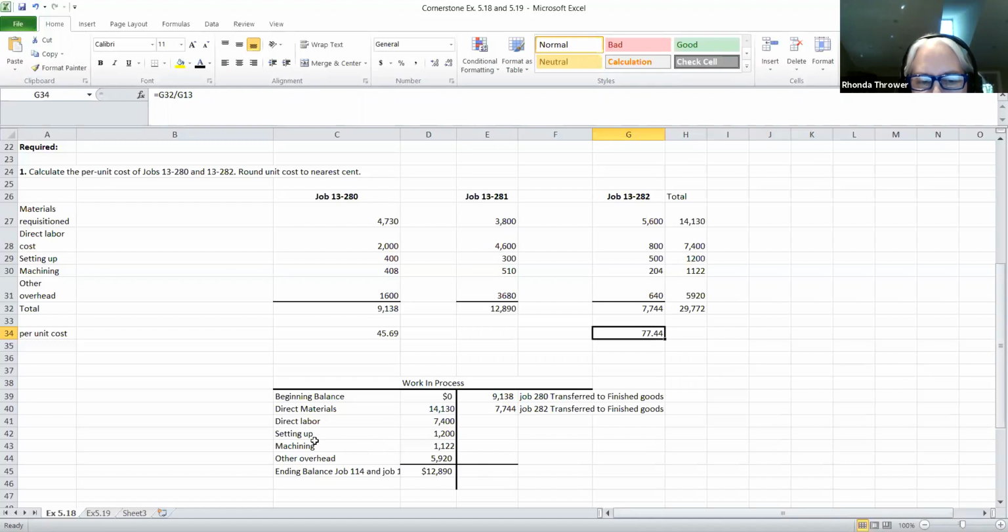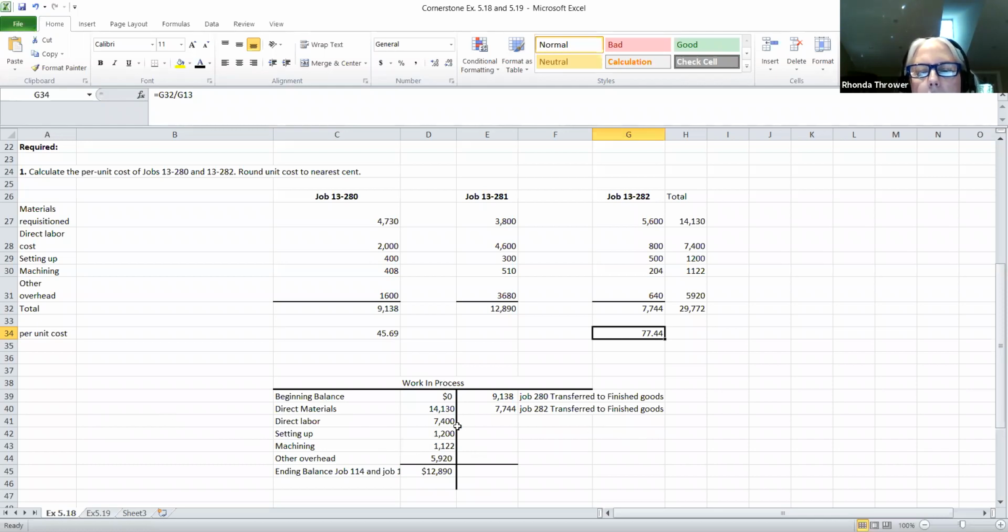So again, class, setting up, machining, and other overhead are all a part of your applied factory overhead. I just broke it down separately so you could see how each activity contributed to applying the overhead. So technically we'd have a factory overhead account out here, and the overhead account would be credited for the total of these activities, and then of course we debited it to work in process.